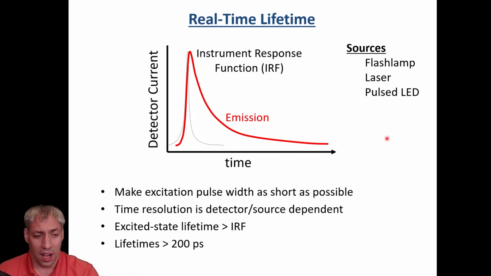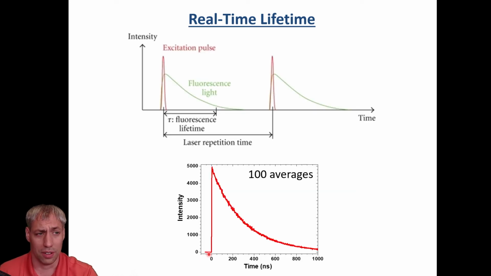And so basically, in order to make this real-time measurement as fast as possible, you need to make your excitation pulse as short as possible, so your IRF is as narrow as possible. You're also going to be limited by the time resolution of your detector, right? How fast can the detector see this light coming off the sample? And so again, this IRF and your detector response dictate how fast you can measure the sample. Typically for these real-time measurements, you're looking at lifetimes longer than 200 picoseconds. Getting shorter than that with this method gets harder and harder.